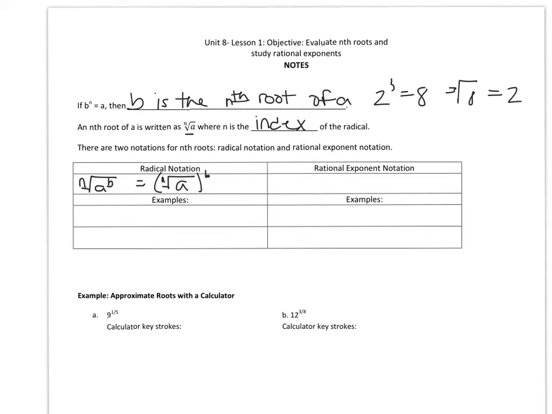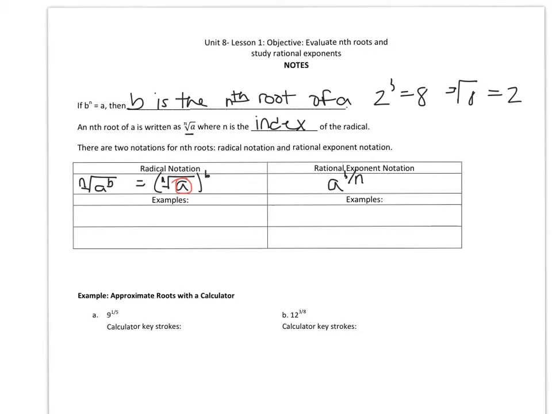So either way, you are going to write that in exponent form as a, and that base a comes from right here, whatever's underneath the radical, raised to the b over n. And so that b is the power, that n is the index, and you'll need to remember how to go between those two because that's something that you're going to be tested over.